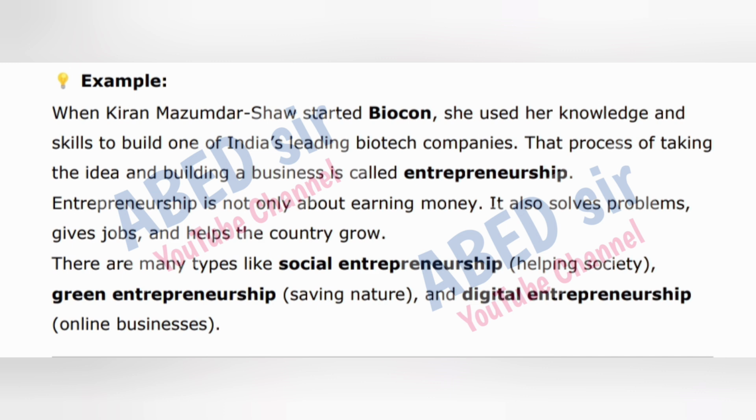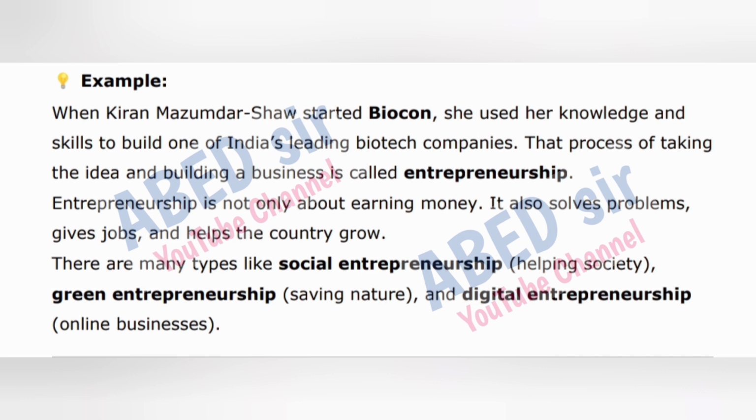Example: when Kiran Mazumdar-Shaw started Biocon, she used her knowledge and skills to build one of India's leading biotech companies. That process of taking the idea and building a business is called entrepreneurship. Entrepreneurship is not only about earning money. It also solves problems, gives jobs, and helps the country grow.